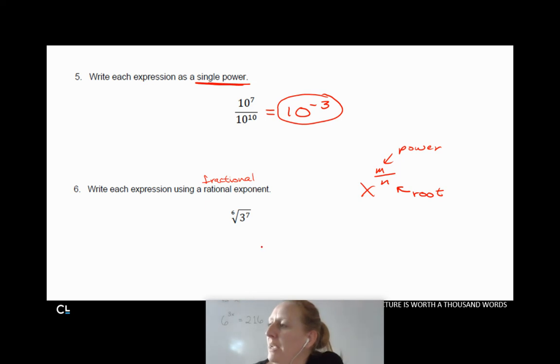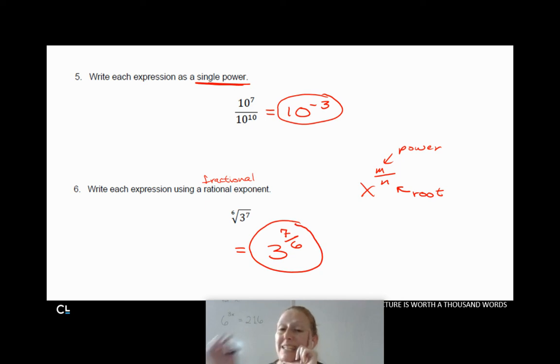So I'm going to keep my base of 3. I still have a base of 3. It looks like I have a power of 7, so that's going to be the numerator of my exponent. And I have a root of 6, so that will be the denominator of my exponent. And we are done. It didn't ask us to solve it. It didn't ask us to work it out. It just said, write a rational exponent. So I did. No problem.